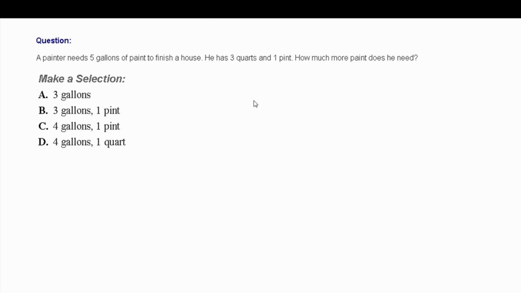Right, this final question says a painter needs 5 gallons of paint to finish painting a house. He has 3 quarts and 1 pint. How much more paint does he need? So right away, you should recognize that you're given numbers in terms of gallons, quarts, and pints. So at some point, you're going to have to make a conversion. Before I even get started with this, I'm going to write out the conversions between gallons, quarts, and pints. That way, I have them and I can use them as reference as I work this problem out.